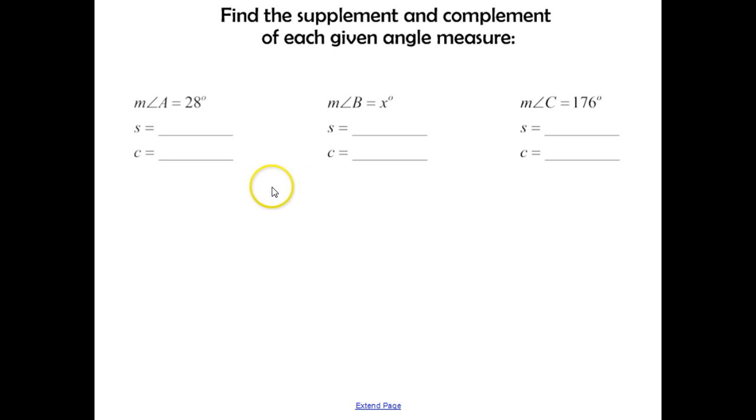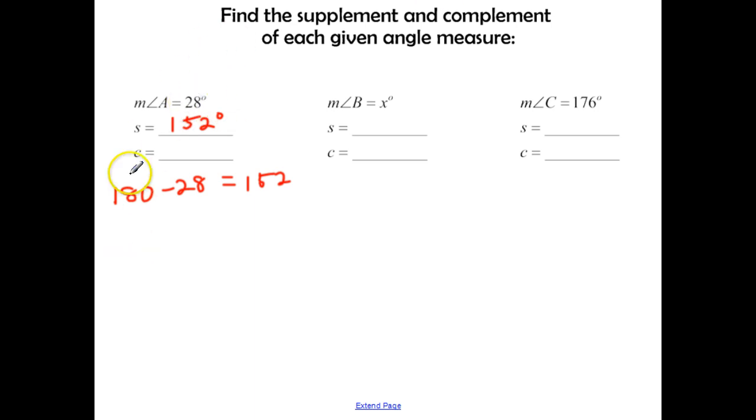Next, we want to find the supplement and complement of each given angle measure. So what this means is you want to find the angle measure that will be supplementary to this one and the angle measure that will be complementary to this one. So in order to do that, for the supplement, it needs to be 180, and if we subtract the angle that we have, we should get the other angle, which is 152. So 152 degrees is called the supplement to 28 degrees.